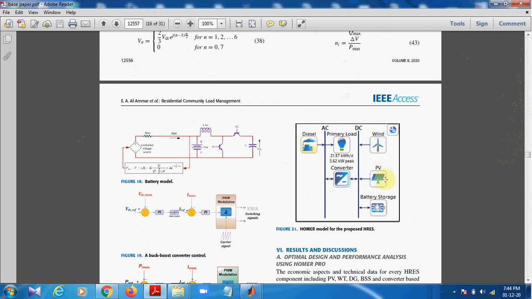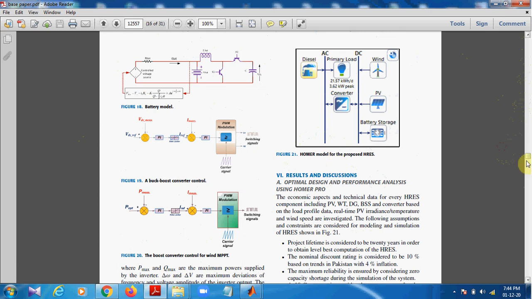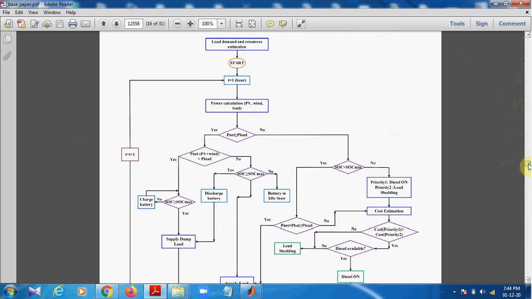So here we can see our HRES structure, that is the proposed HRES structure. In that, wind, PV, battery storage, and diesel are taken. All these DC sources, wind, PV, and battery storage, are connected to the converter, and then it is giving supply to the AC bus. Diesel is giving the AC bus supply directly, and the supply is consumed by the primary load. In terms of load, we are going to see various loads like home, residential load, industrial load, critical industrial load, that is heavy industrial load, like electric vehicle charging station, etc.